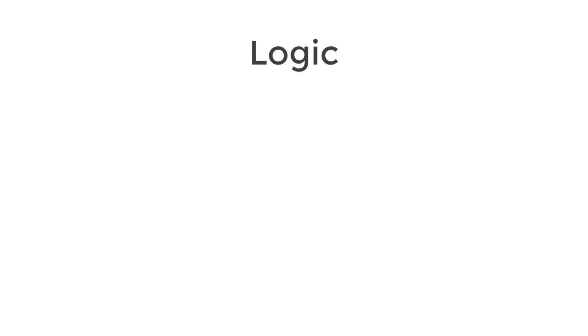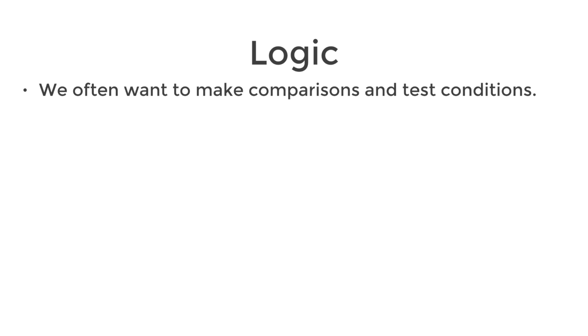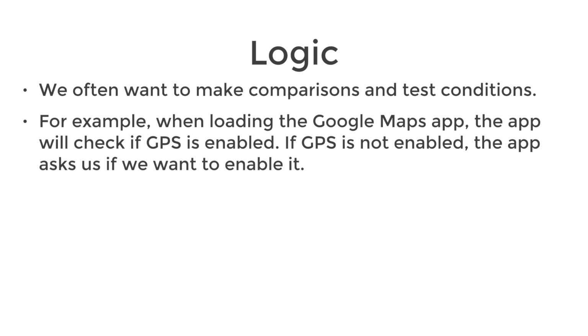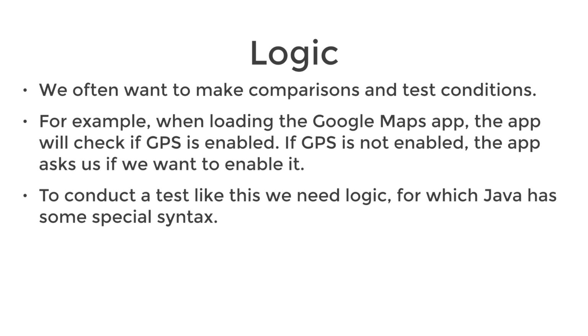We often want to make comparisons and test conditions in our apps. For example, when loading the GPS Maps app, the app will actually check if GPS is enabled, and if it's not enabled, it will ask us if we want to enable GPS. To conduct a test like this, we need logic, for which Java has some special syntax.